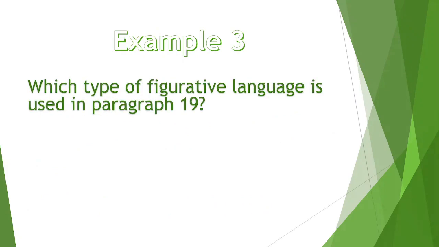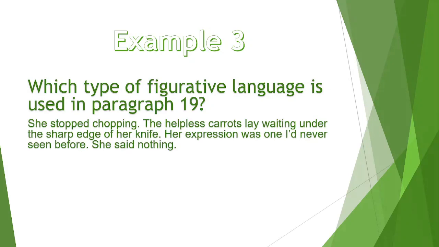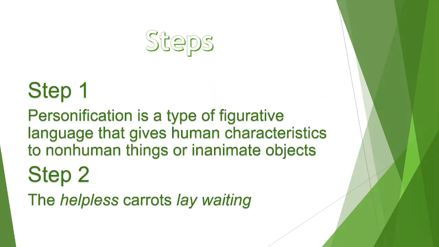Example 3. Which type of figurative language is used in paragraph 19? There are a few sentences in this paragraph, and there are 4 choices. So your first step is to know the definition of those 4 terms. Then use the definition of each of those terms to identify the correct sentence.